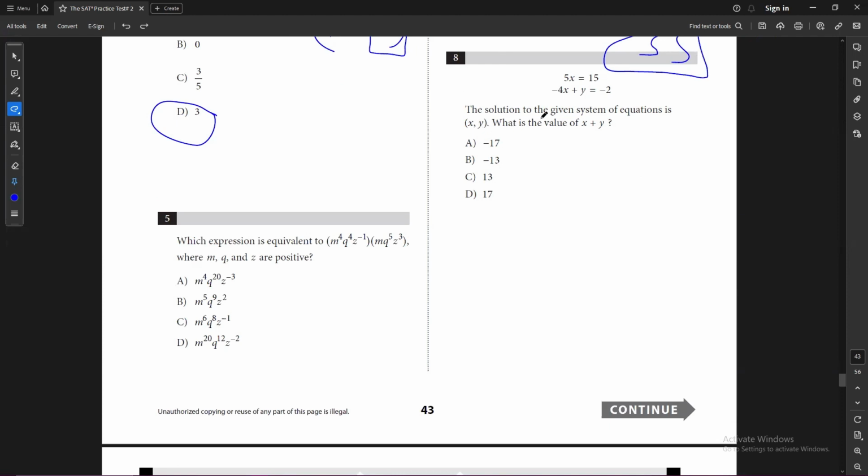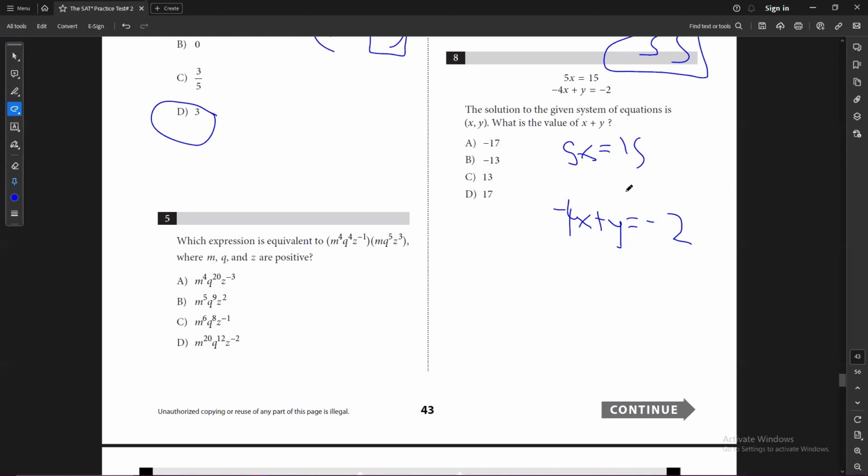Question number 8. The solution to the given system of equations is (x, y). What is the value of x plus y? Let's just write down the equations. 5x equals 15, negative 4x plus y equals negative 2. So guys, since in the second equation we have 2 different variables, we'll never be able to get an absolute value for one of the variables. We're never going to have a certain value. So it's impossible for you to solve this on its own.